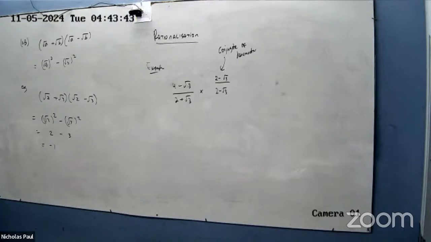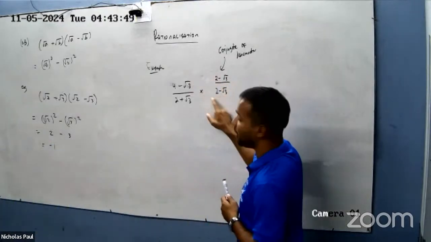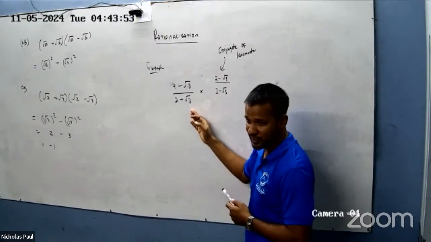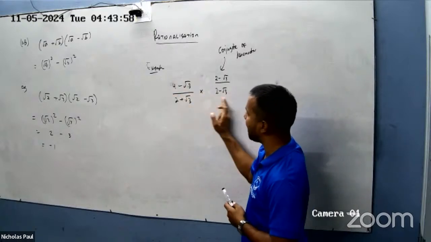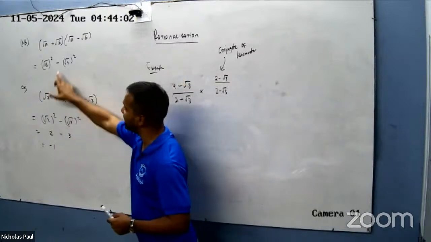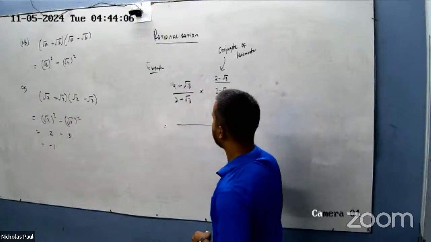Yeah, on top. Right, that's 1. So basically, this here is 1, right? You're okay with that? So 1 by anything, will that change the value? No. So when I multiply this by 1, I am not changing this. All I'm doing is making it a little simpler to work with, right? So it will look like this.